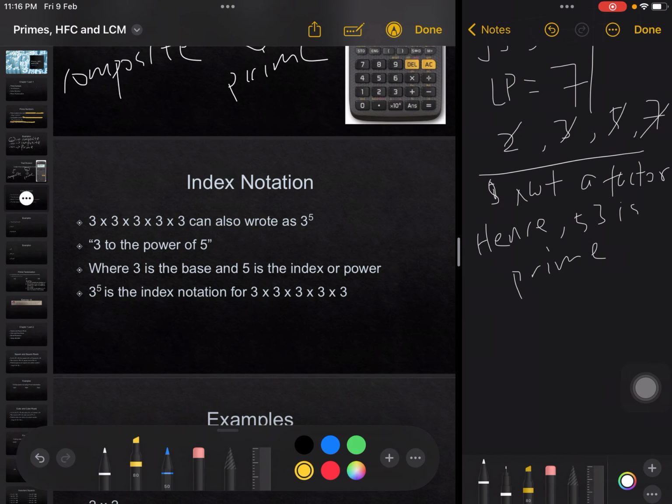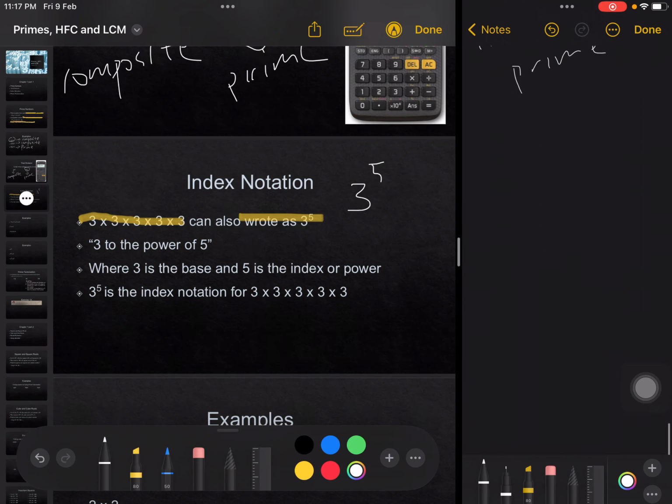As you can see here, 3 times 3 times 3 times 3 times 3. So that is 3 times itself 5 times. So it can also be written as 3 to the power of 5. You write 3 at the bottom and then the 5 at the top, slightly above. This is what we call 3 to the power of 5, where 3 is the base.